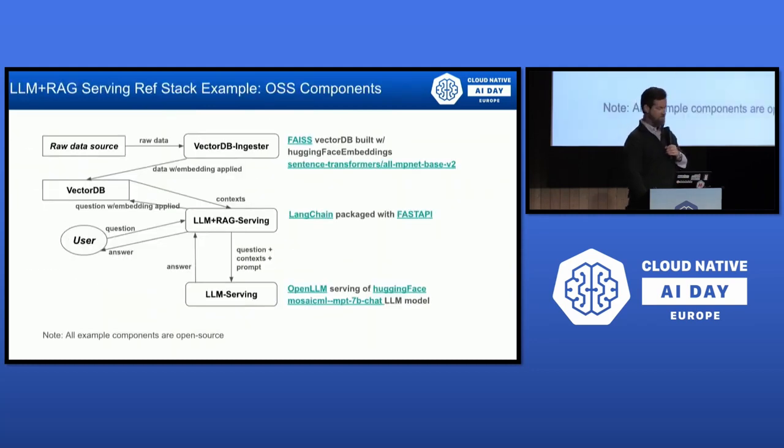All right, so here, let's put some more specific names to some of the components that we've talked about before. This is what we're actually going to have in the demo. For the vector database, we've selected FAISS from Meta/Facebook. For the LLM and RAG serving component, we've selected LangChain with FastAPI. And for the LLM serving component, we've got OpenLLM with a Hugging Face LLM model that we downloaded. Again, trying to stick with as much of the open source spirit as possible.